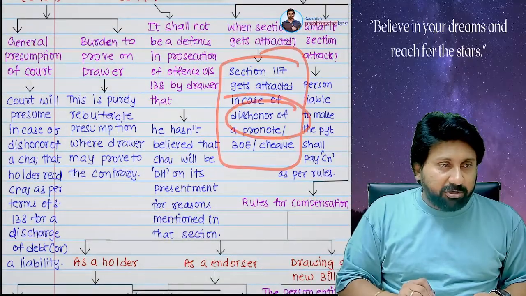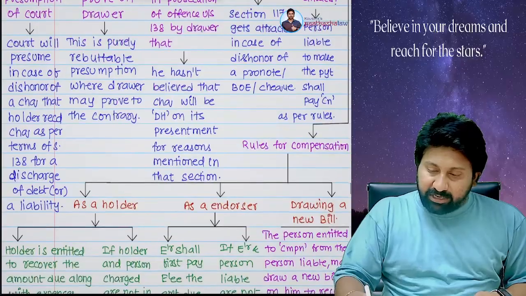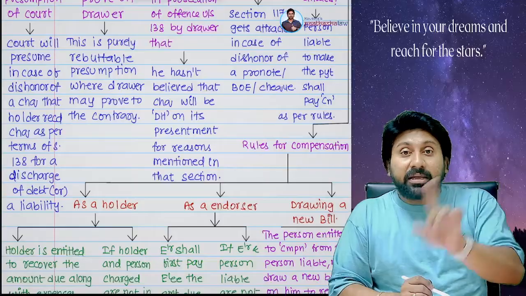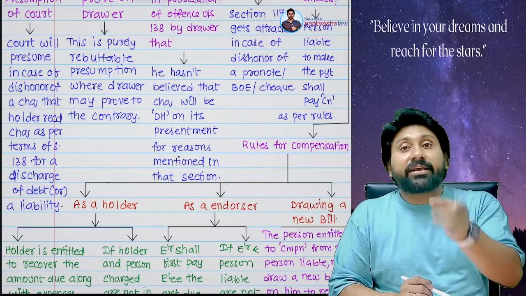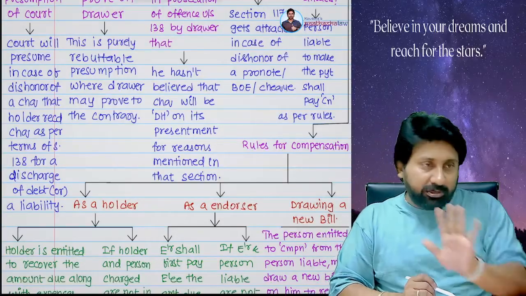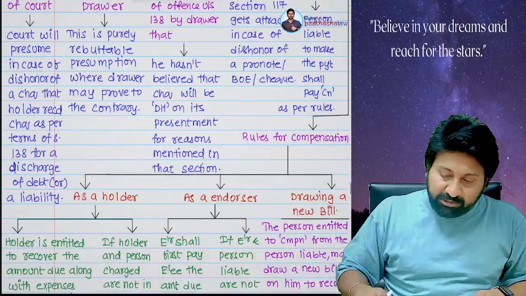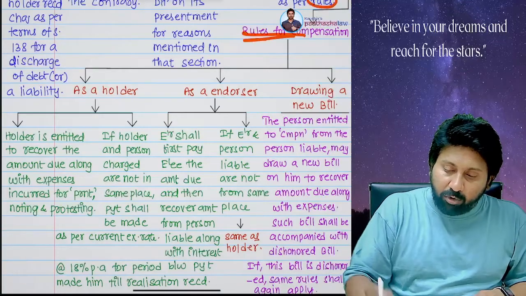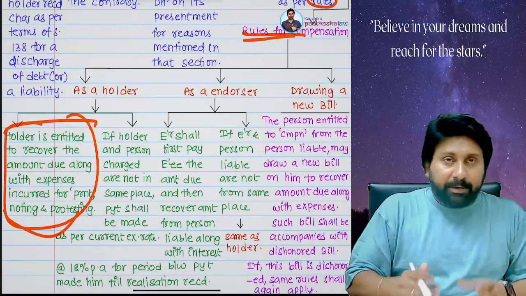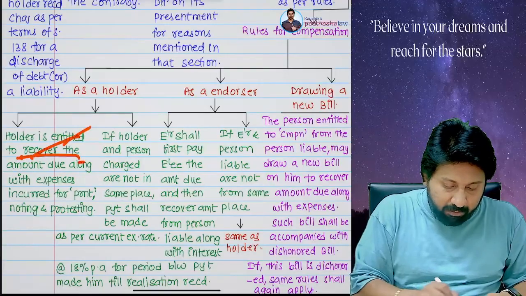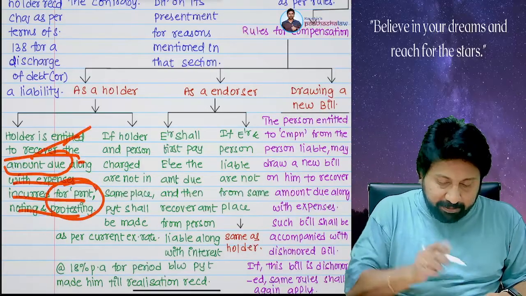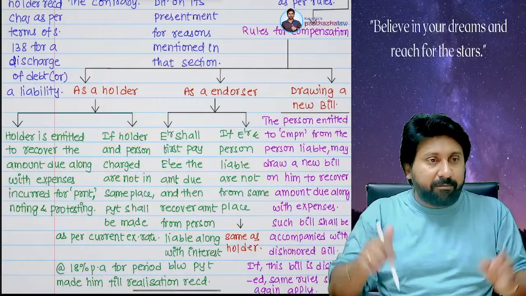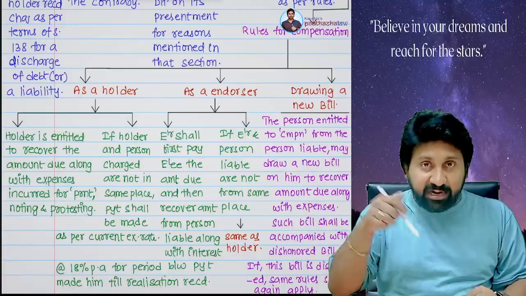Dishonor of a check, promissory note, bill of exchange. Very good. Next, the person liable to make the payment: in case of a bill, the drawee; in case of a check, the drawer; in case of a promissory note, the person who draws it, the drawer again. That person has to pay compensation as per the rules. What are the rules? The holder, the person who holds it, is entitled to recover the amount due along with expenses incurred for presentment. Next, if the payer and recipient are in two different places, payment should be made as per the current exchange rate.